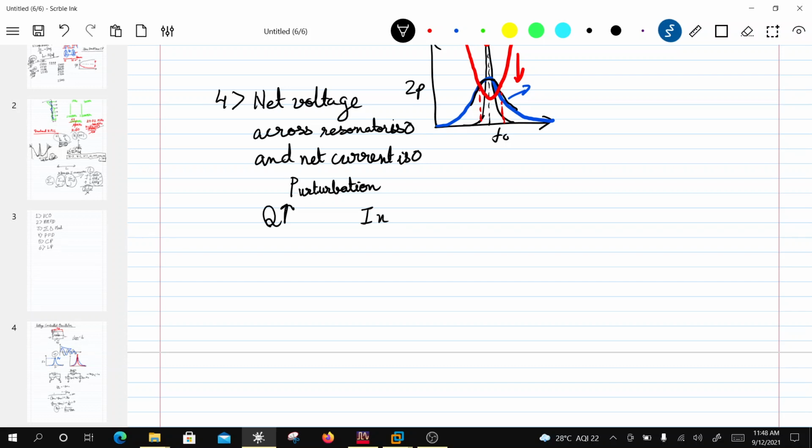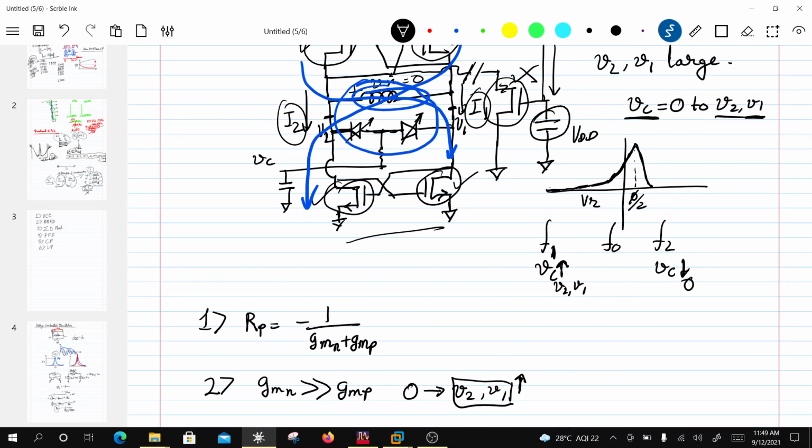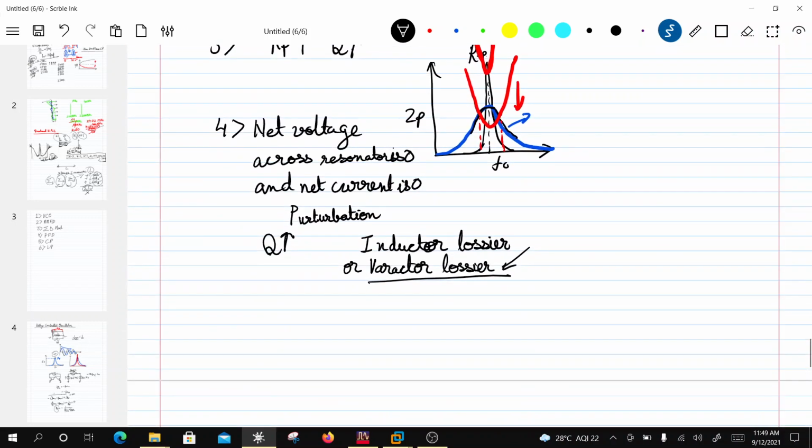So we have to decide between inductor lossier or varactor lossier, and the varactor is usually lossier, okay. Varactor is lossier than the inductor. So if you choose a large inductor and small varactors, you are going to have a better phase noise, okay.